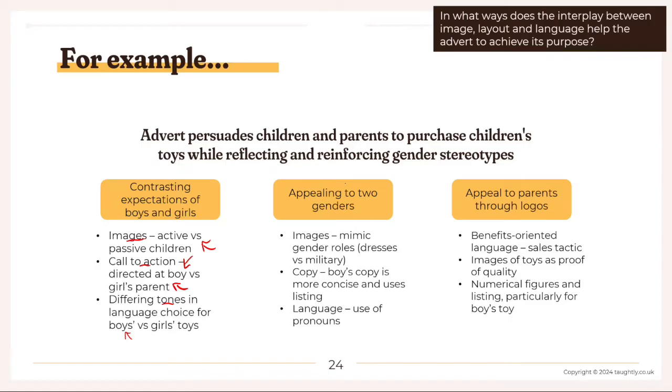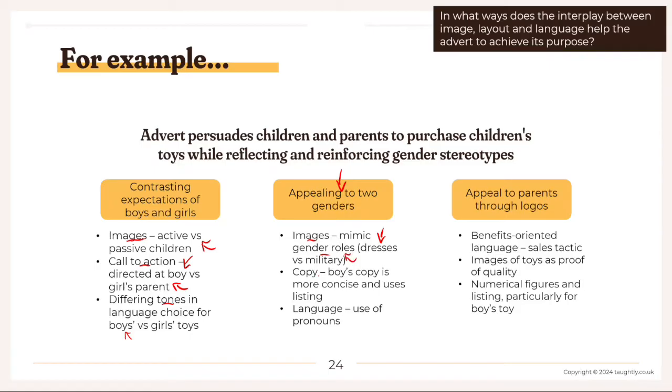Then for my second paragraph, I'm going to think about how it appeals to the two different genders. So how is it appealing to boys versus how is it appealing to girls? So once again, I'm going to think about the use of images, but I'm going to make sure not to repeat myself, to say something completely different. So now I'm going to talk about how the images mimic gender roles. For example, we see that the girls' dolls are all dressed in dresses. Not a single one of them is wearing pants or even a skirt. And obviously, because they're buying toys, the boy has got military dress.